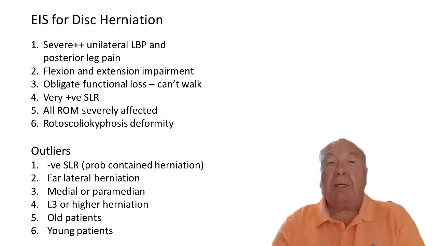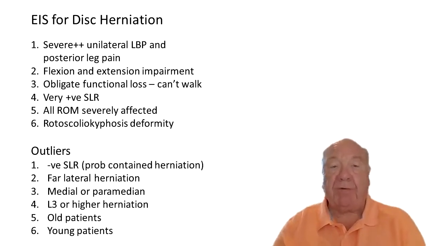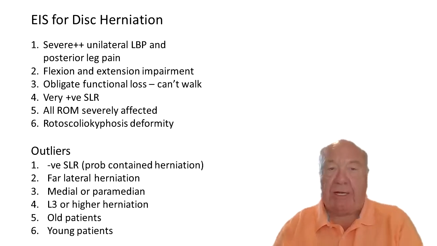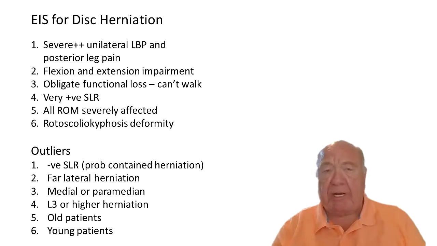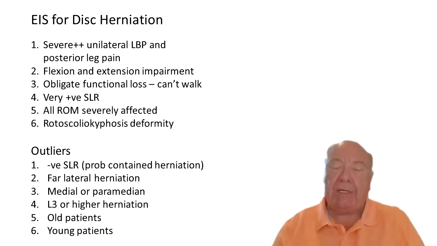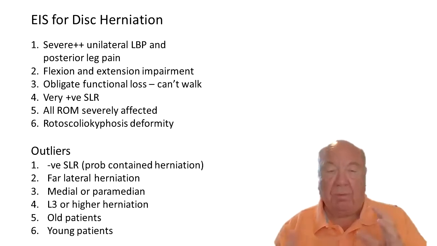So the essential illness script we have here: severe, very severe back and unilateral leg pain and posterior leg pain. Now, I understand that you can have bilateral leg pain from disc herniation, but don't forget what we're looking at here. We're looking at the average disc herniation, not every single variation. Flexion and extension are both impaired almost equally.